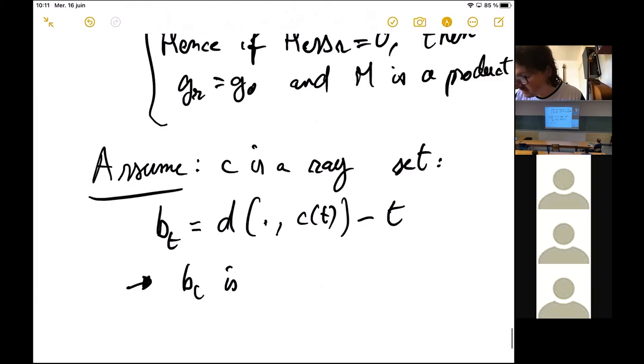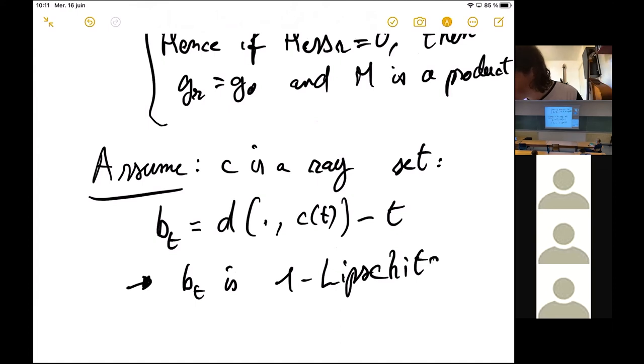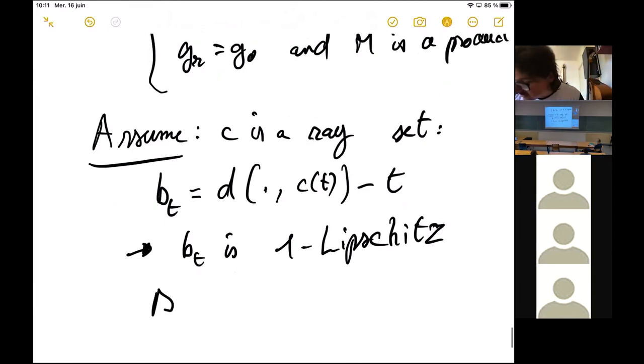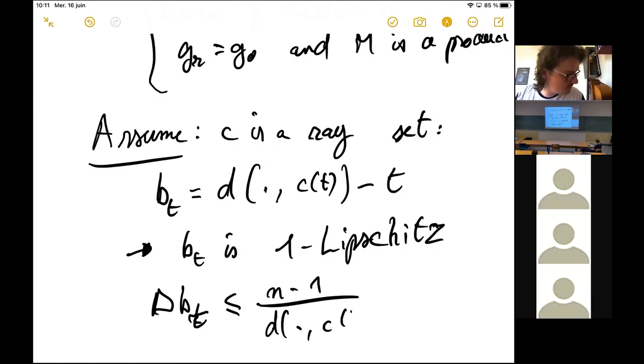So B is this function; each b_t is one-Lipschitz, because distance functions are one-Lipschitz. And more or less, the Laplacian of b_t, by the non-negativity of the Ricci curvature, is less than n minus 1 over the distance to C of t. Okay.